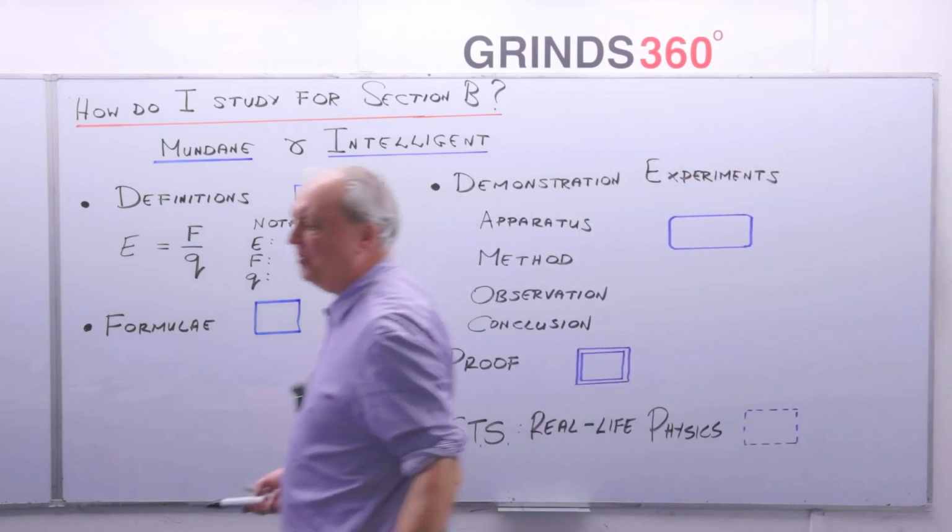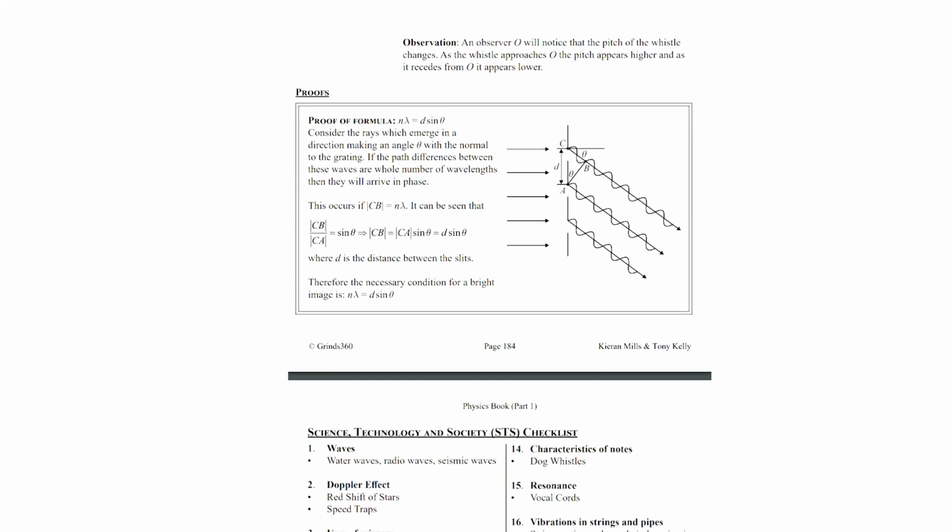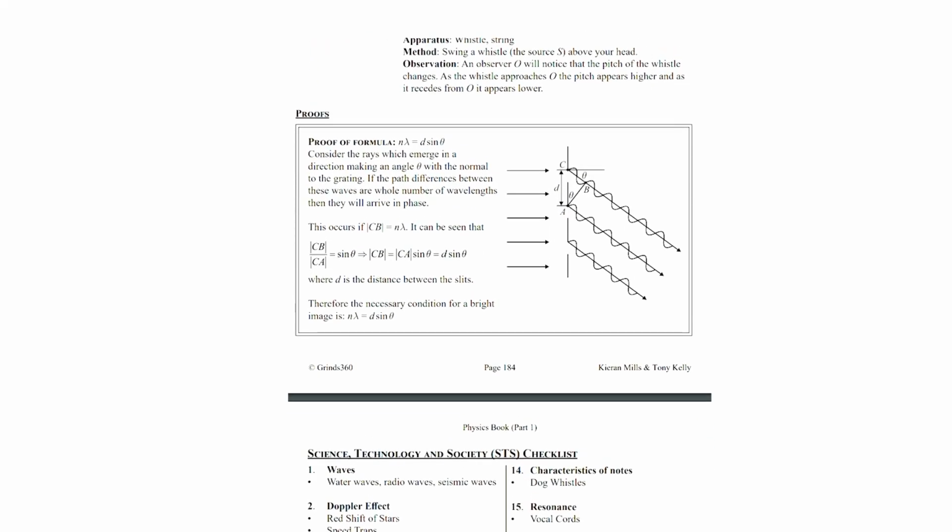If I go to my notes again, here's the proof. There's only one proof, by the way, for light and sound, to prove n lambda is equal to d sine theta. So you just make sure you have a nice diagram and do your couple of lines of proof.